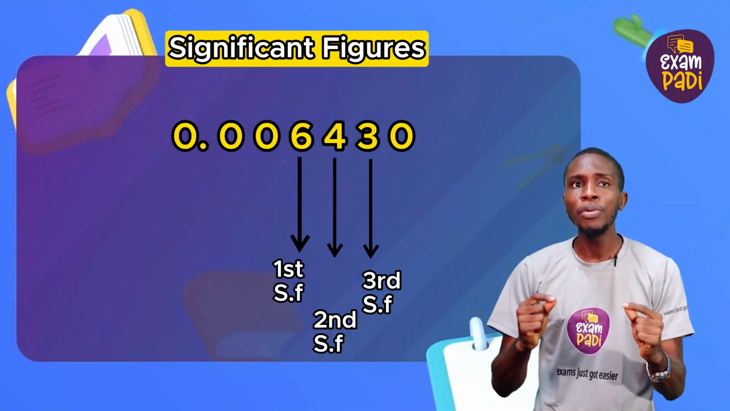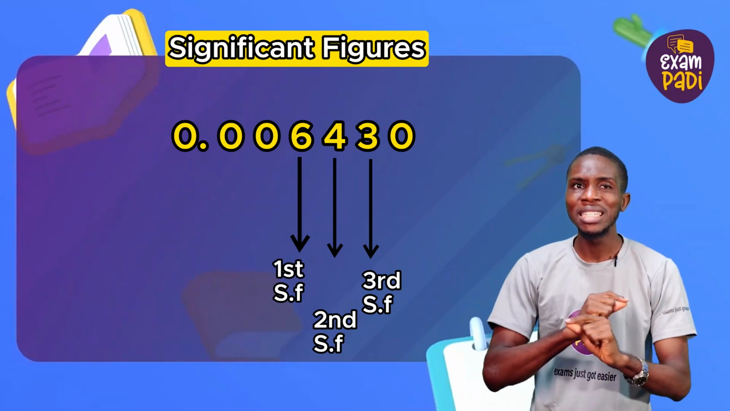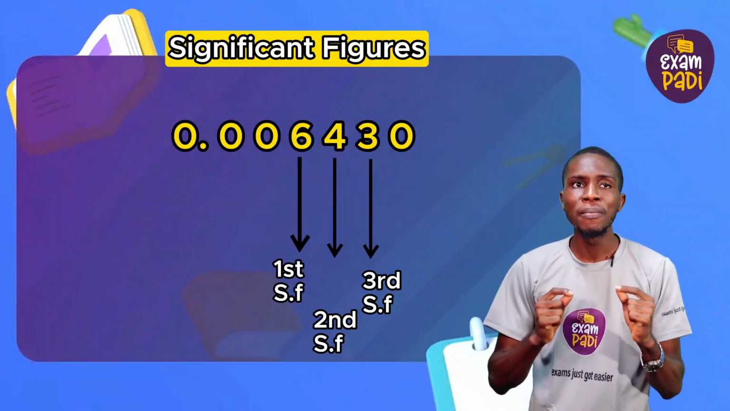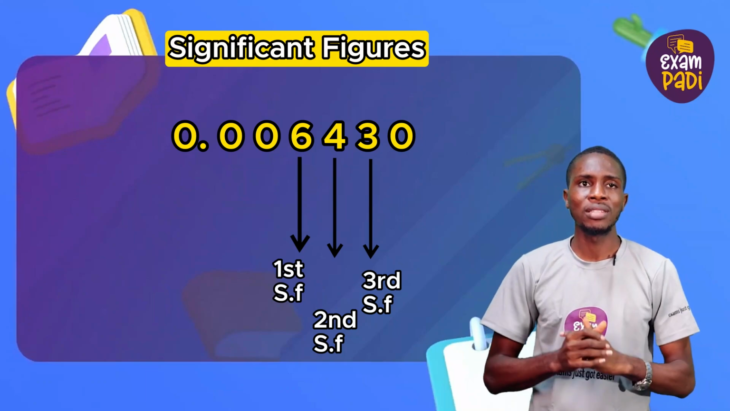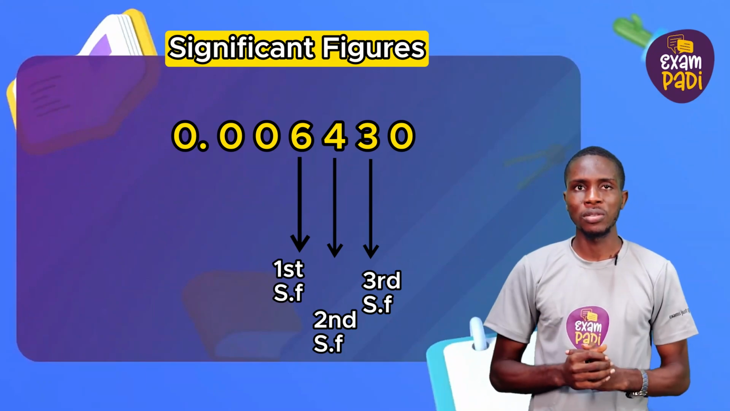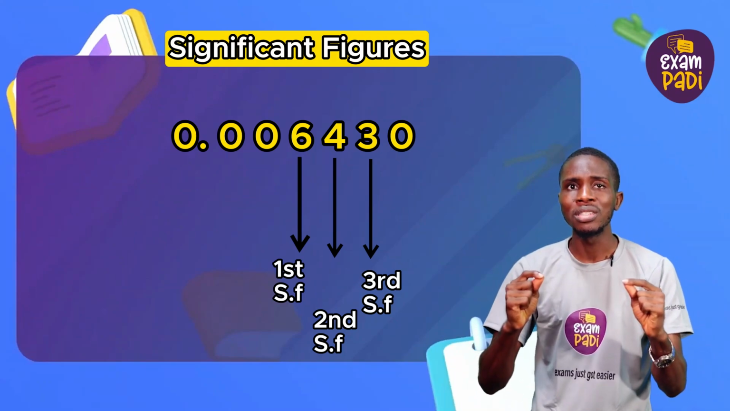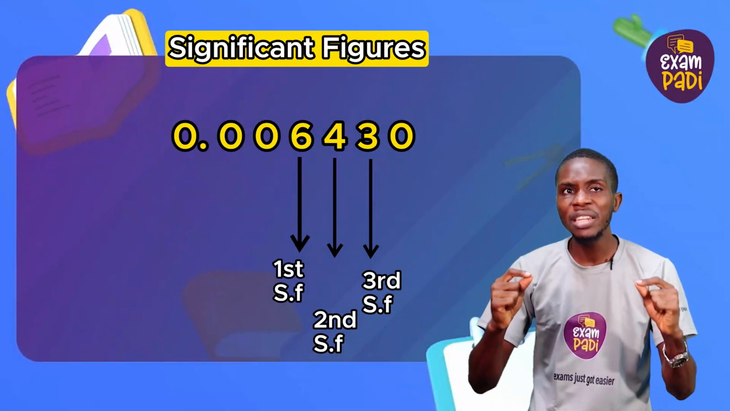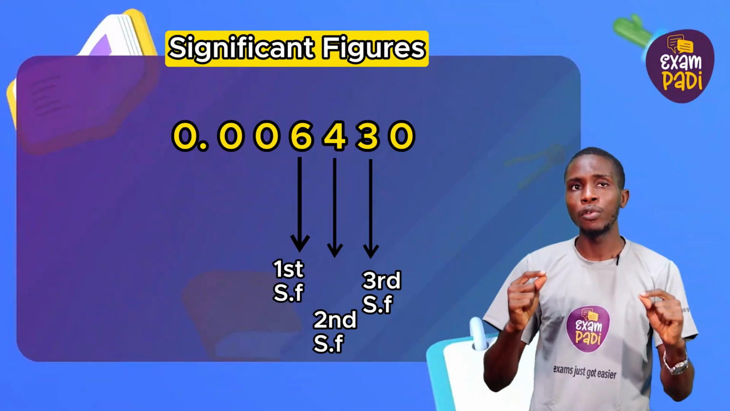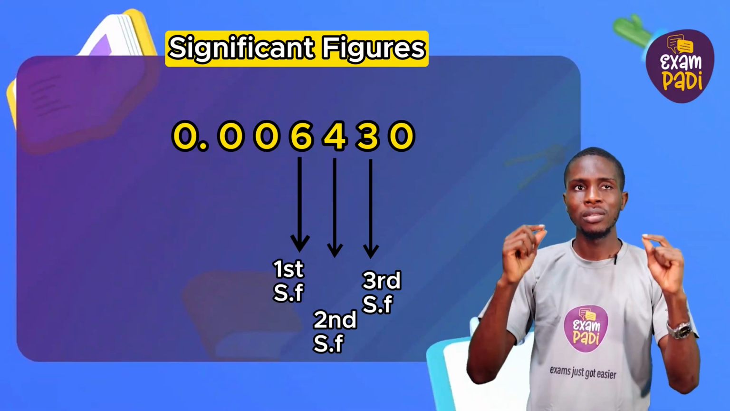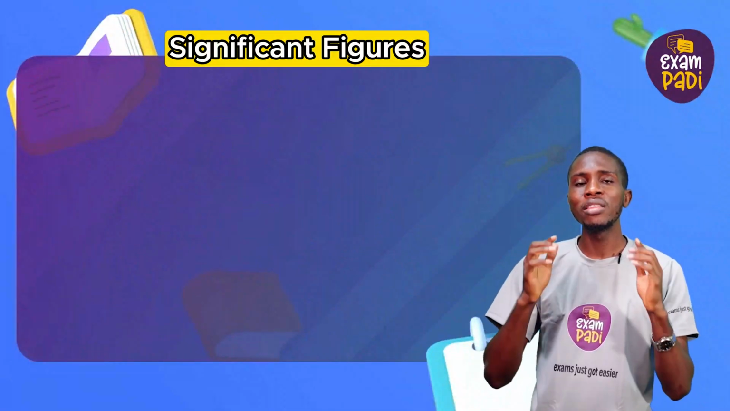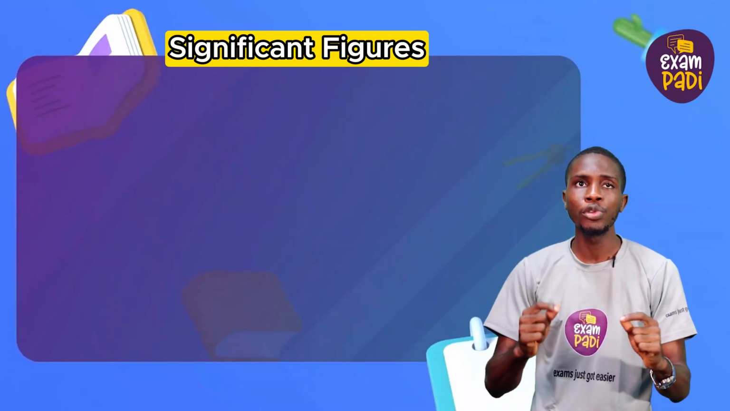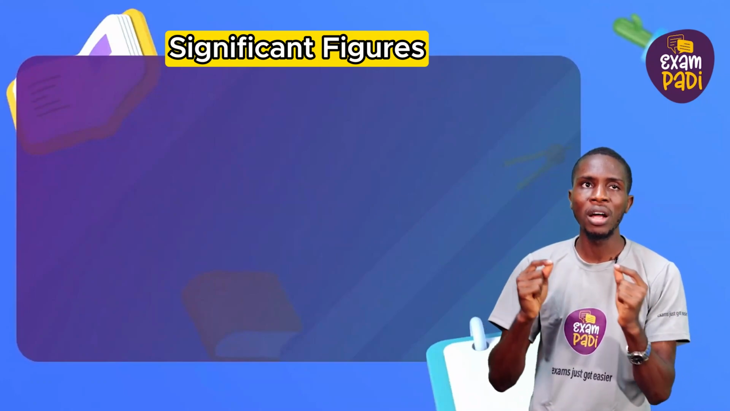The 0 before the decimal point means that there are no units, and the 3 zeros after the decimal point mean that there are no tenths, hundredths, or thousandths. So the 4 zeros are not significant figures. Therefore, the most significant figure is 6, followed by 4, and lastly 3. Also note that the first significant figure is always the first non-zero figure as you read a number from the left.